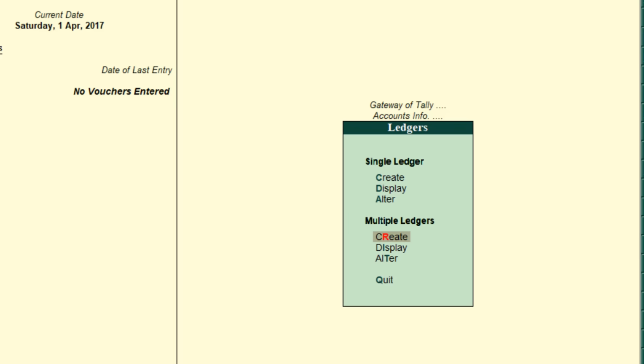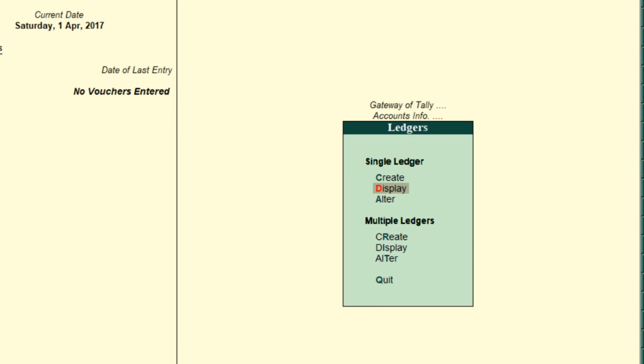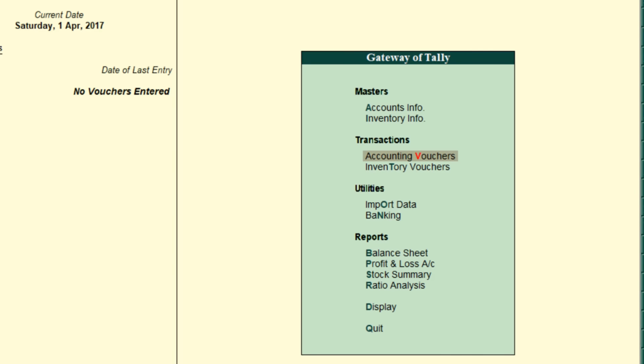So I will show you first of all which accounts Tally ERP 9 already has when you create a new company. If I press enter on display, then you can see that it only has 2 accounts already created alongside the new company, and those are cash and profit and loss only. So if you want to make a voucher entry of any account, then first you have to create that ledger account, and then you can do the voucher entry.